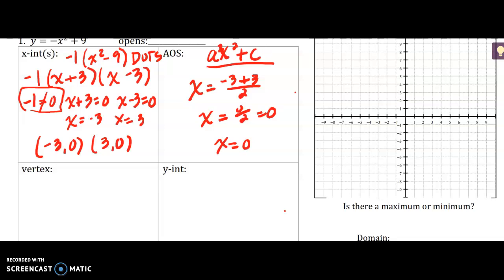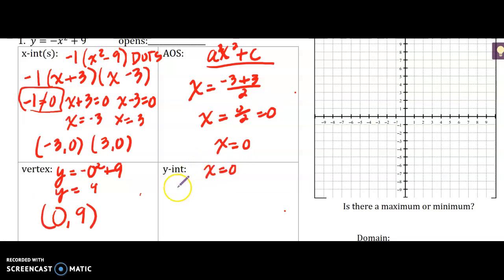So let's take that and find our vertex. So when x equals 0, that's negative 0 squared plus 9. So y is equal to 9. So that means my vertex is at 0, 9. To find my y-intercept, I set x equal to 0. So y is equal to 0 squared plus 9. So my y-intercept, I don't need to really put that, is also at 0, 9.